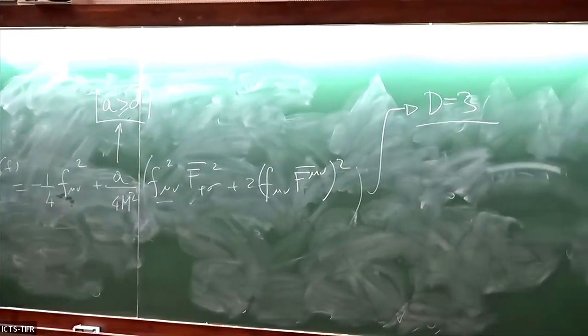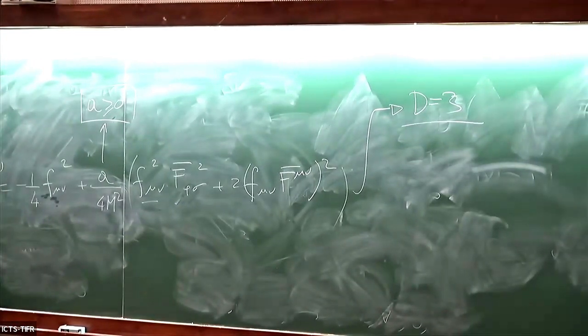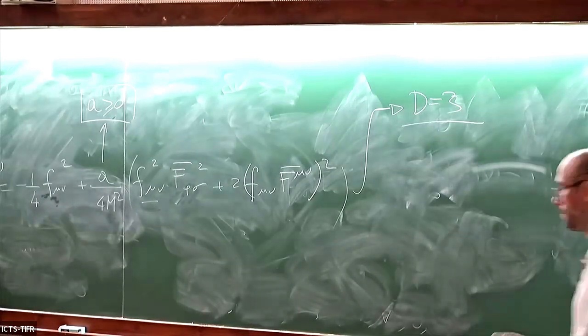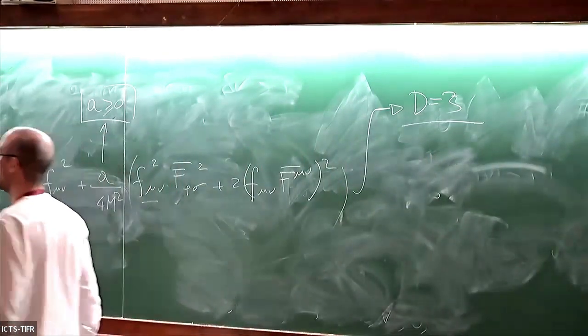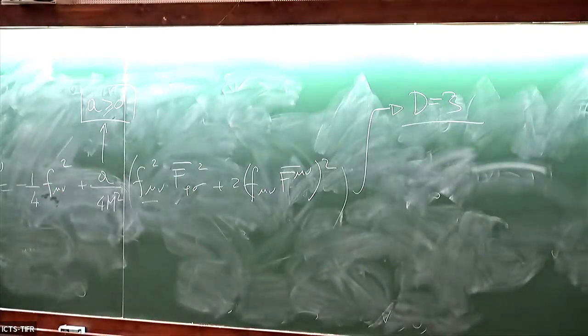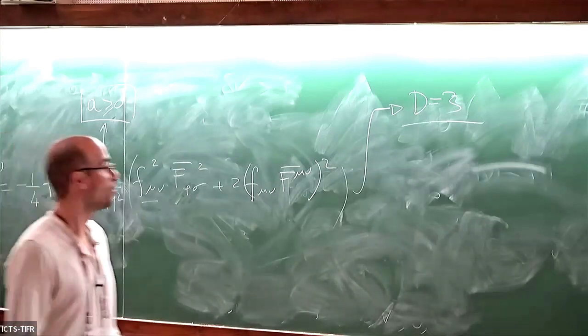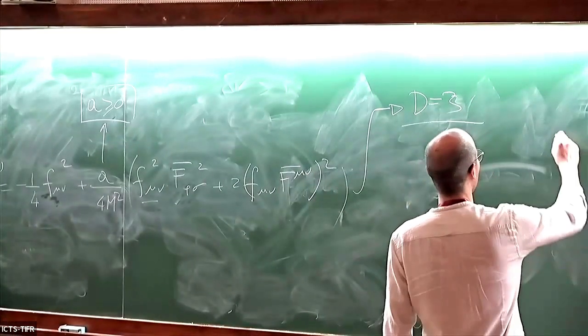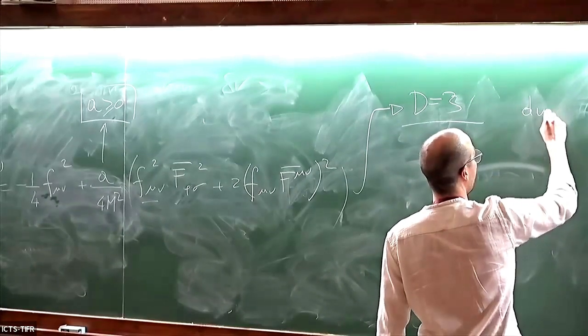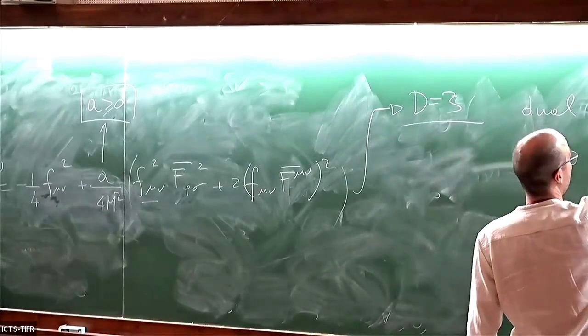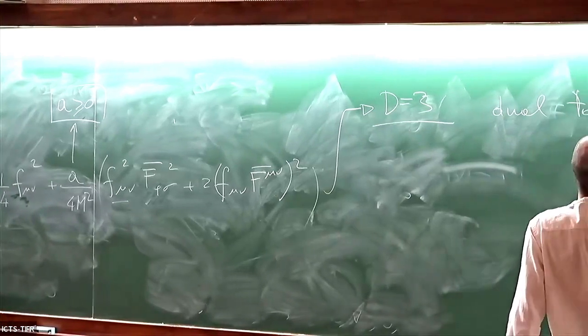Why is it much simpler? Do you know how many polarizations the photon has in 3 dimensions? 1. It's a scalar theory, in fact. So this is dual, actually, in three dimensions. This is dual to a scalar, actually a Goldstone theory.